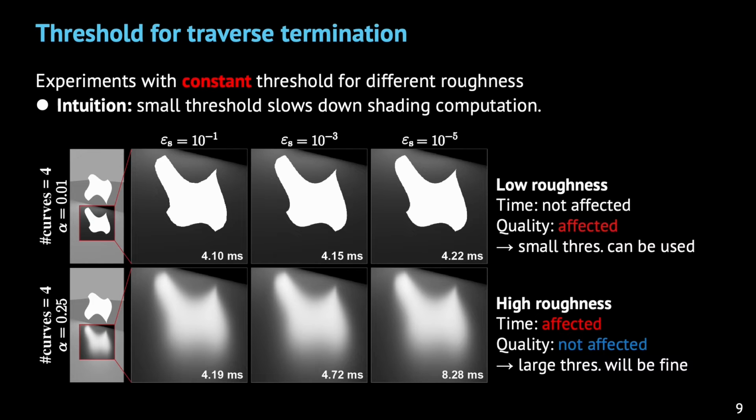On the other hand, when the roughness is high, the computation time gets significantly longer with a small threshold while the rendering quality does not change. Therefore, for a surface with high roughness, we can use a large threshold to reduce the computation time.